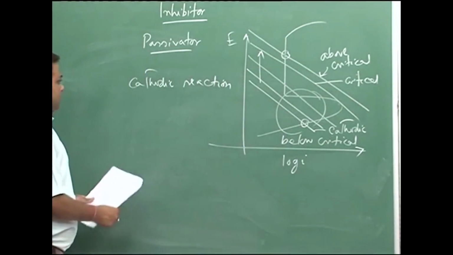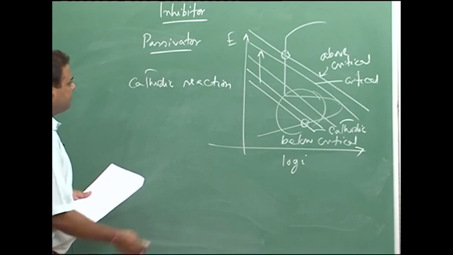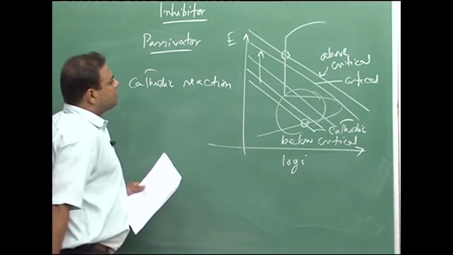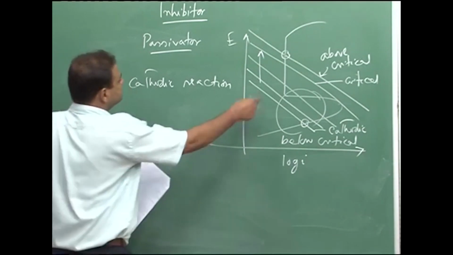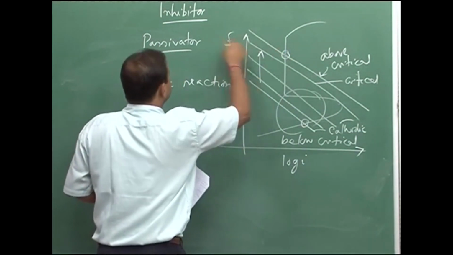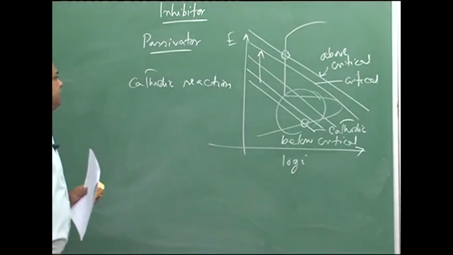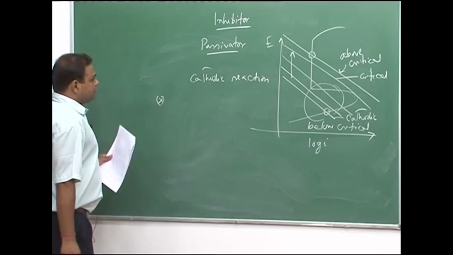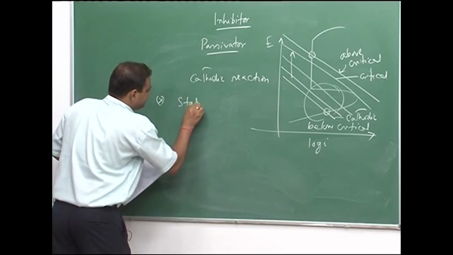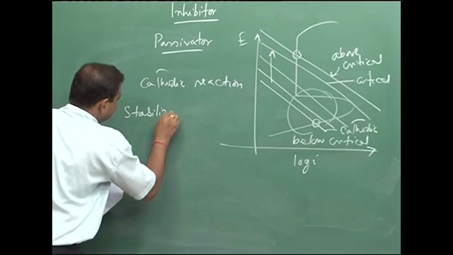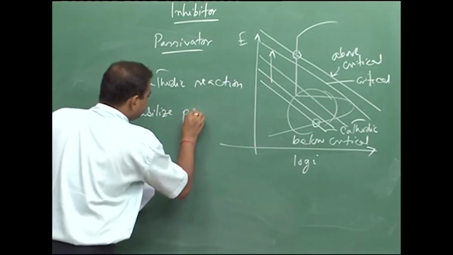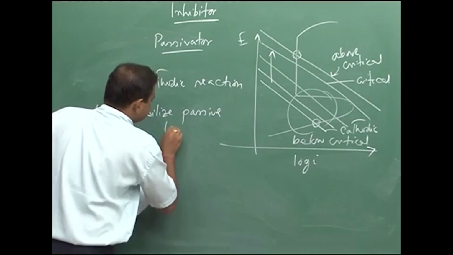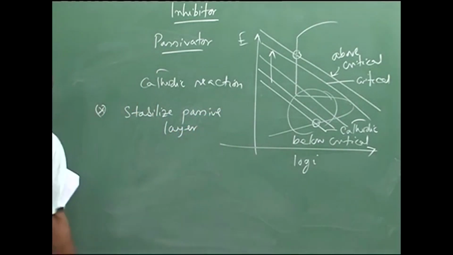Now, this is the major activity of this passivator type inhibitor, and other things it can do: it can stabilize the passive layer, and it can also repassivate.